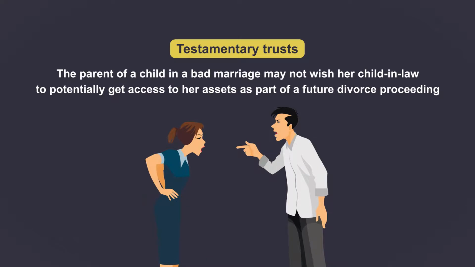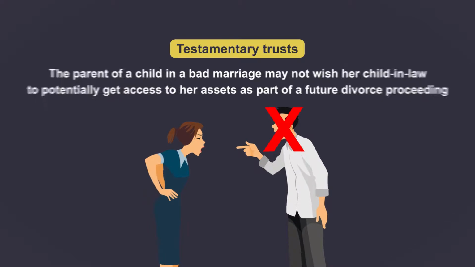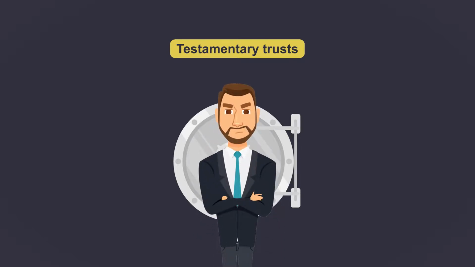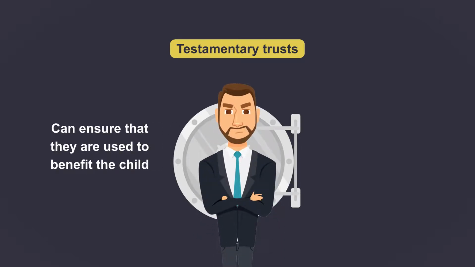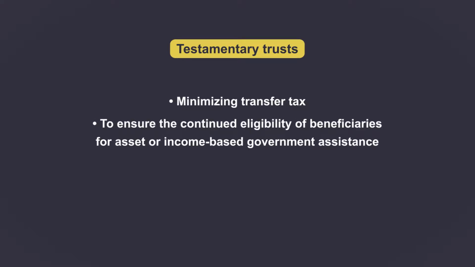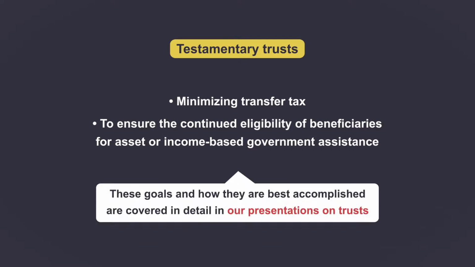Similarly, the parent of a child in a bad marriage may not wish her child-in-law to potentially get access to her assets as part of a future divorce proceeding. In either case, holding the child's assets in a trust, with another party controlling the assets as trustee, can ensure that they are used to benefit the child, and not his creditors or estranged spouse. Trusts can also be established for the purposes of minimizing transfer tax or to ensure the continued eligibility of beneficiaries for asset and income-based government assistance. These goals and how they are best accomplished is covered in detail in our presentations on trusts.